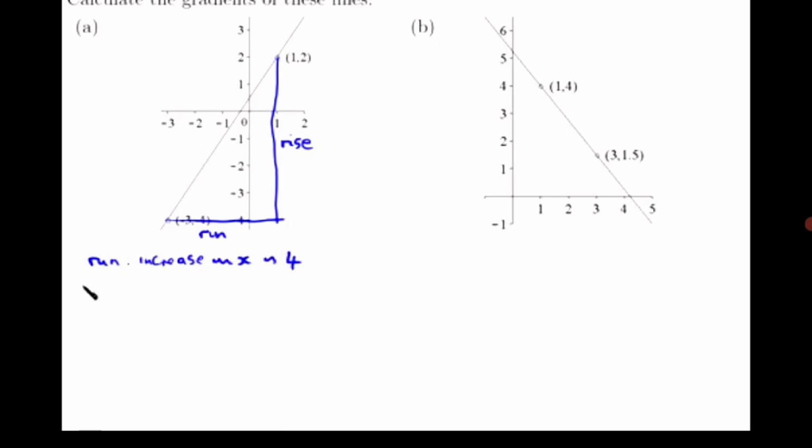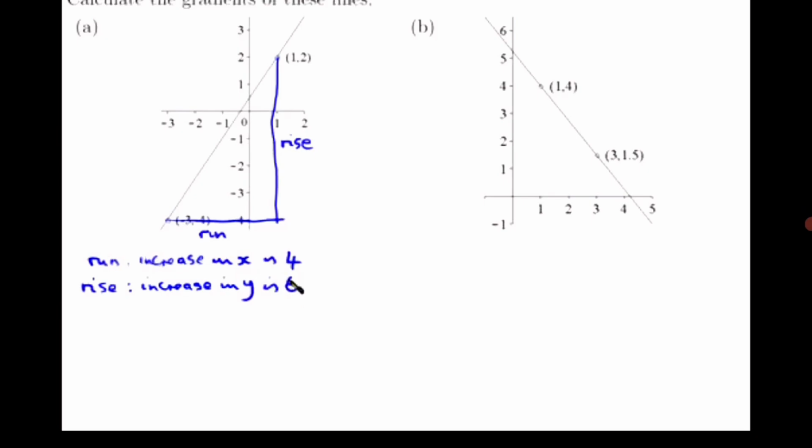Now let's talk about the rise. Well, that's the increase in y, as you go from the left-hand point, this one, to the right-hand point. So how much does the value of y increase? Well, you can see again by looking at the axis that it's 1, 2, 3, 4, 5, 6. It's 6.